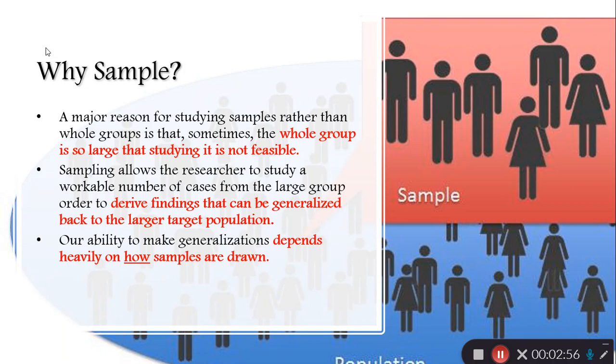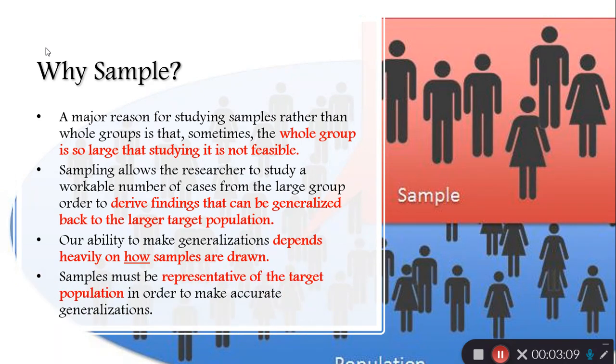Our ability to make generalizations depends heavily on how we sample. And so that is what I mentioned before. It's not just about sampling, but it's also about how we sample. Samples must be representative of the target population in order to make accurate generalizations. So if our goal is to generalize, then we have to be concerned about how we go about sampling. So we will talk about that as we move forward.